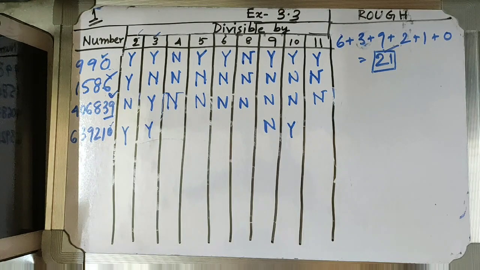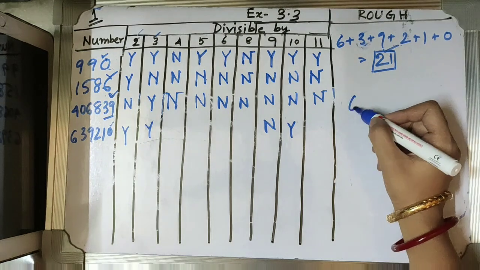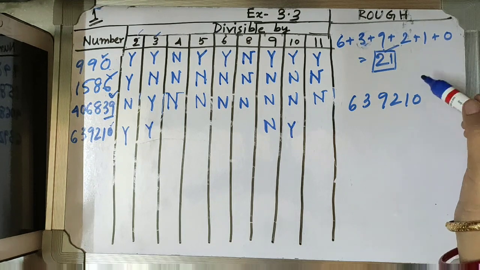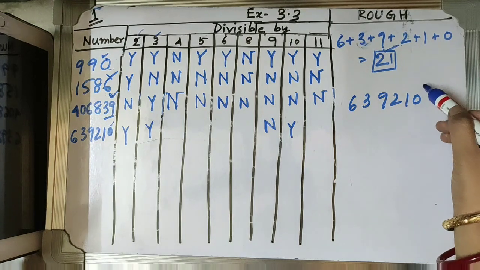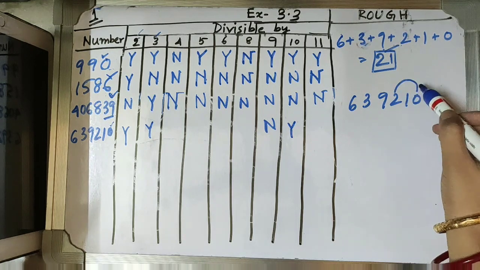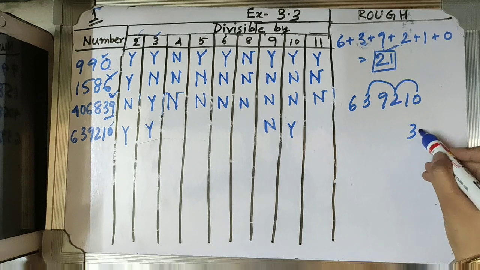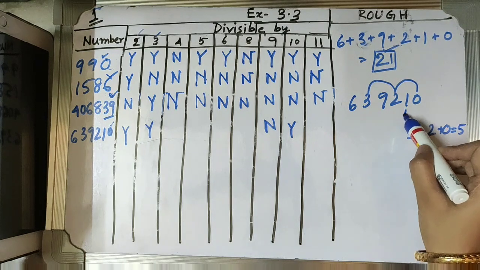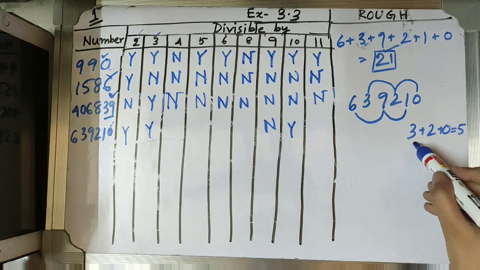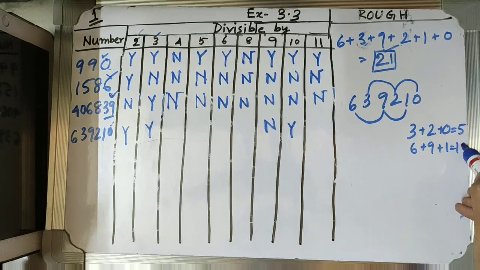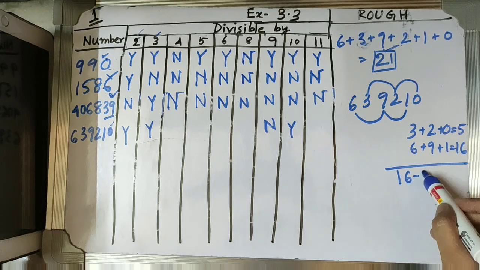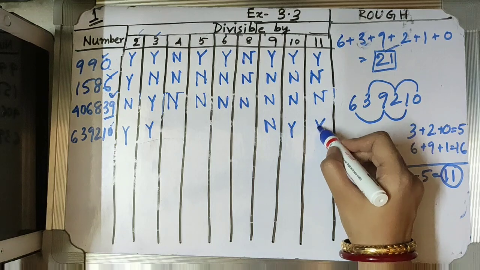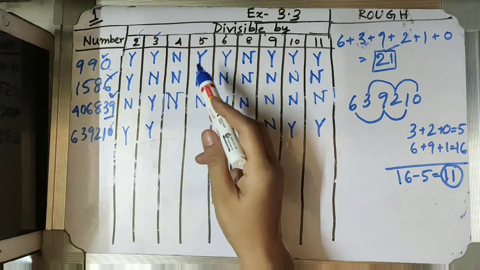So let's check the divisibility by 11, and for checking the divisibility by 11 we will take the digits which are placed at the odd places first. So 0, 2, 3, we will add them all, 5. Now 1, 9, 6, 16, and if we subtract these two we will get 11, which is divisible by 11 itself, so the number is divisible by 11.